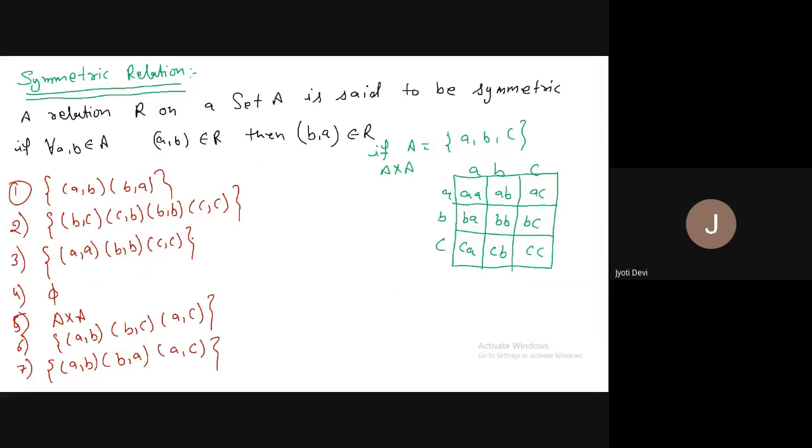Any other question which you want, or should I proceed next? Okay, next question is, the fifth one: is this relation symmetric or not? Please type in the chat box fast.